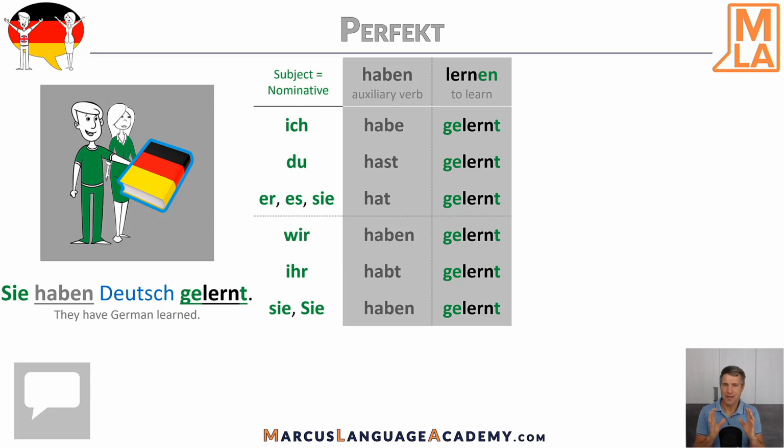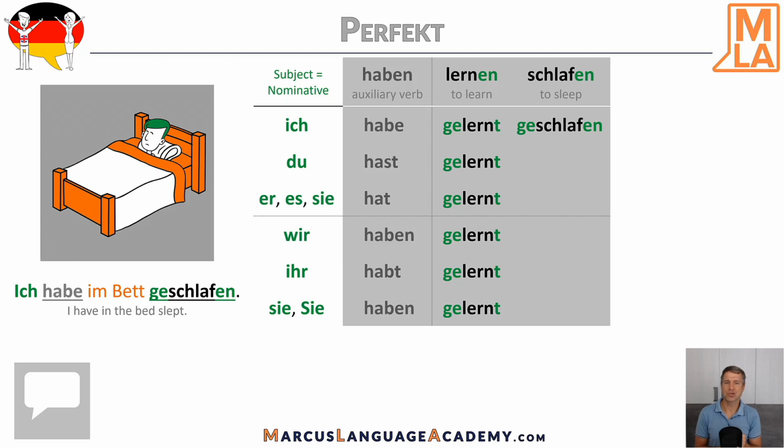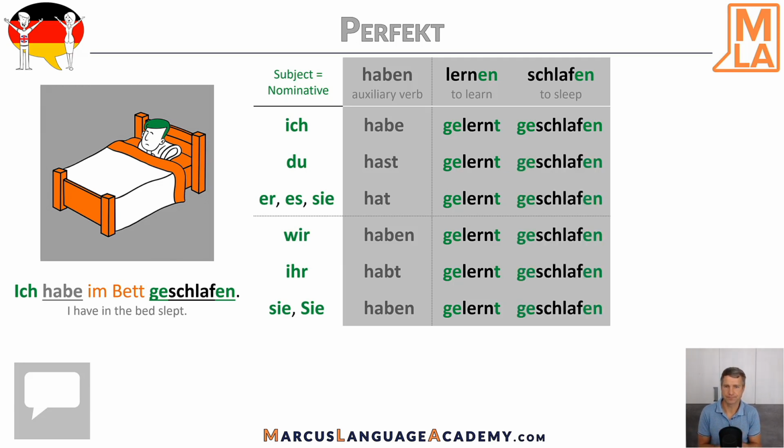Okay, that's a regular verb. Let's look at another verb, schlafen, to sleep. Here, the first person singular is the following. Ich habe geschlafen. Ich habe im Bett geschlafen. I have in the bed slept. There are some verbs that have en as the ending in the participle. And the rest is as usual.